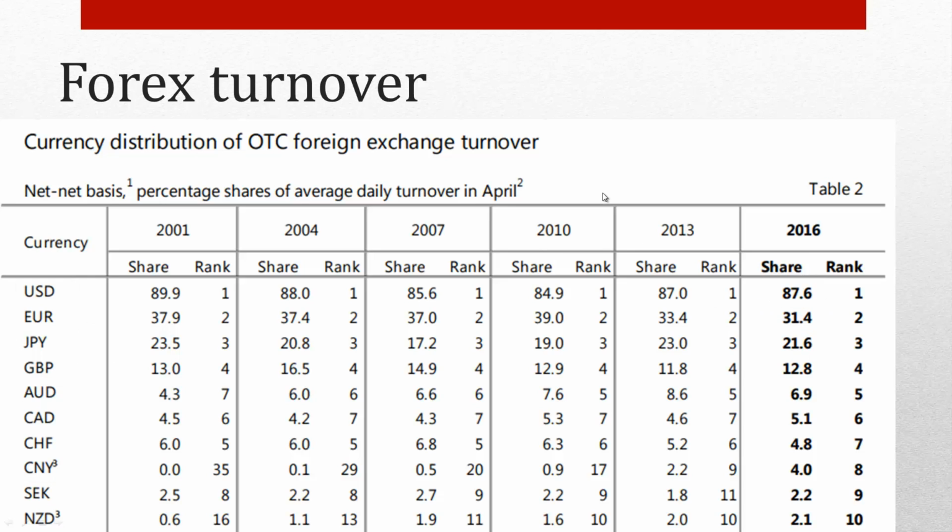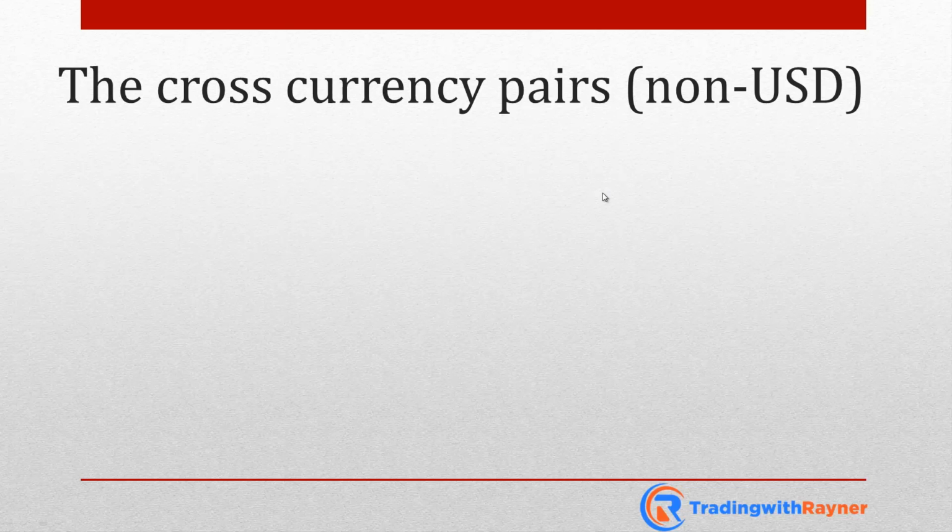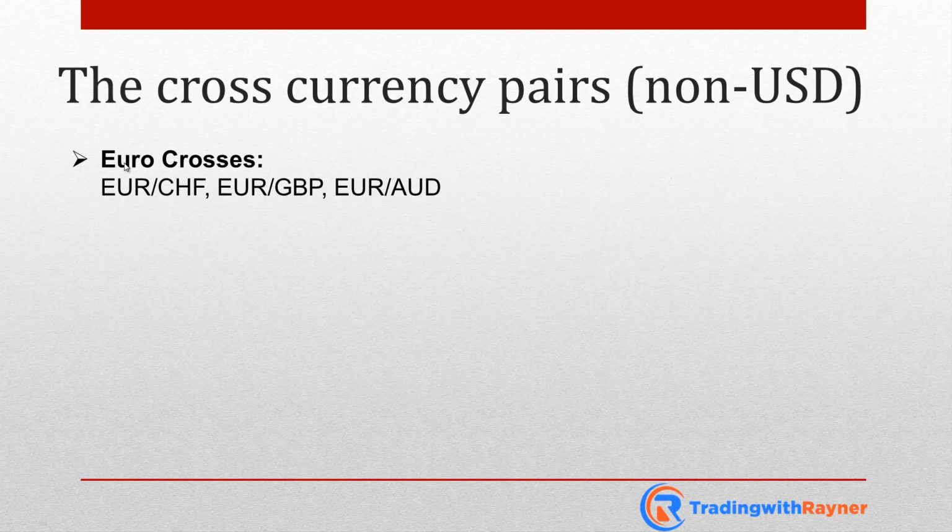So with that said, that's for the major currencies. How about the cross-currency pairs? What is a cross-currency pair? A cross-currency pair basically means that it is a non-USD pair. For example, you can have what is called the Euro crosses: Euro Swiss, the Euro against the Swiss franc, Euro against the British pound, Euro against the Aussie. I've just shared three examples, but the main gist is that these are Euro crosses because they all have a Euro denomination.